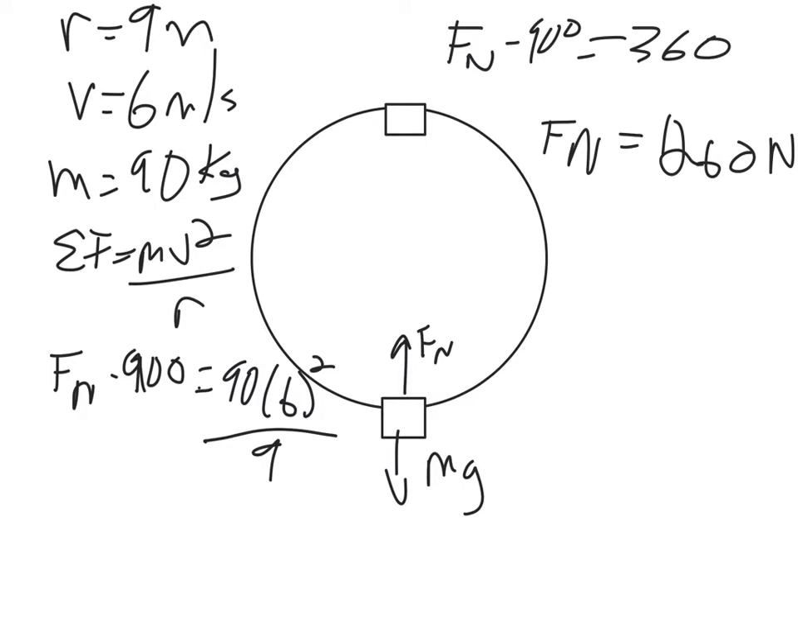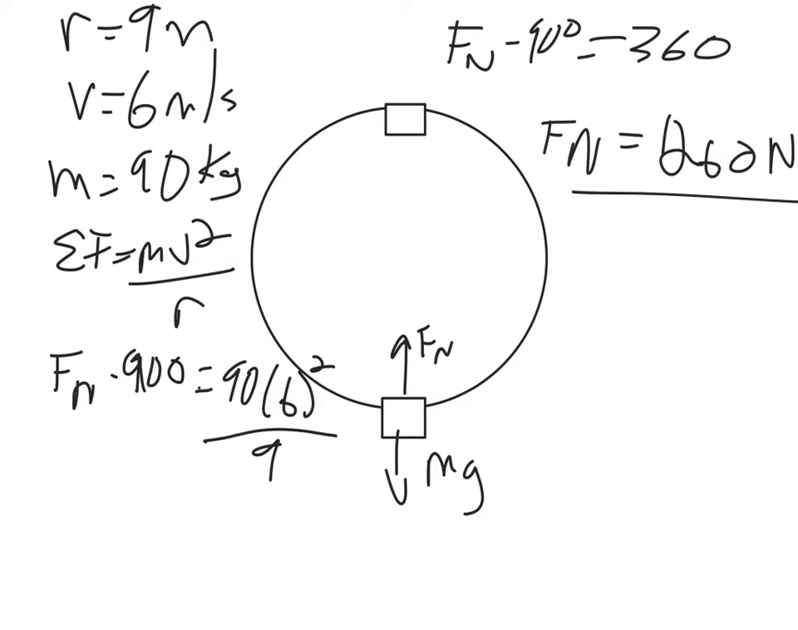You'll notice that this is larger than my weight. If I was just standing still on any surface, I would have a normal force pushing up on me of 900. Because this 1260 is larger than that normal force, that means that I feel heavier than I normally would. I feel a little less than 1.5 times heavier than normal.